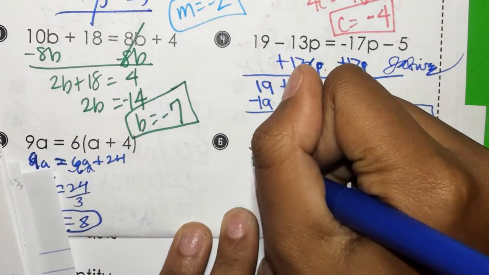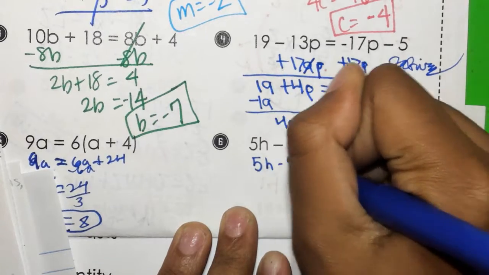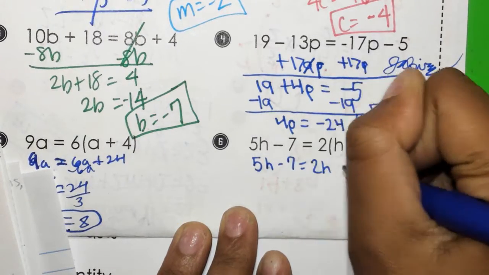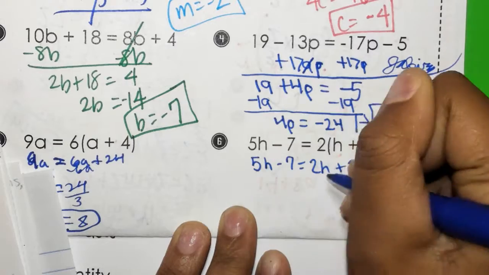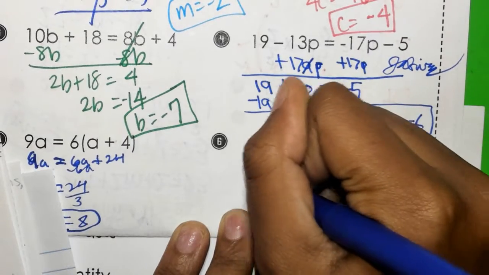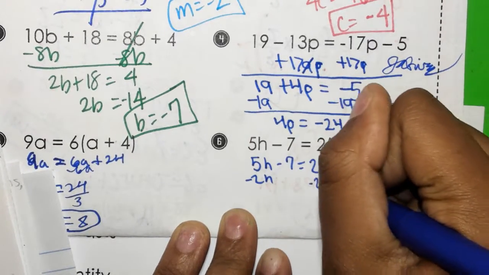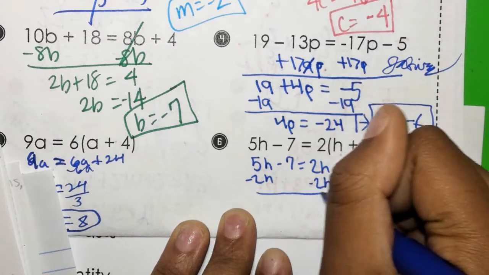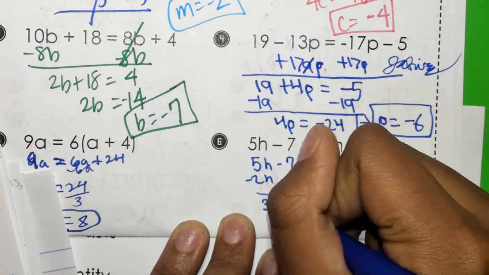So, 5h minus 7 equals 2h plus 2. Yep. No. You did up until the very last part.